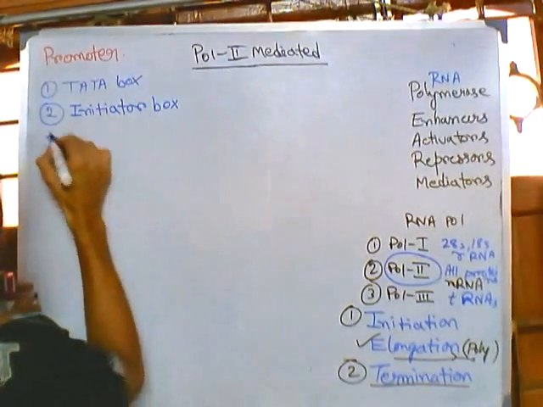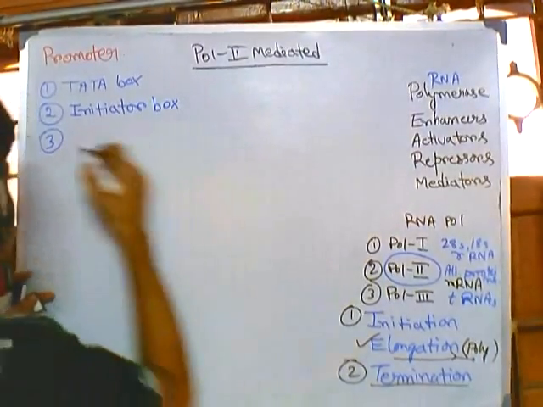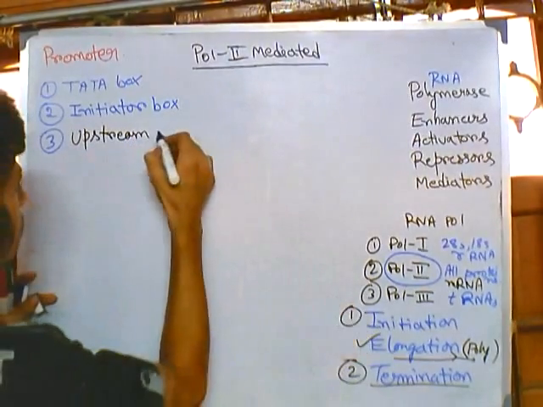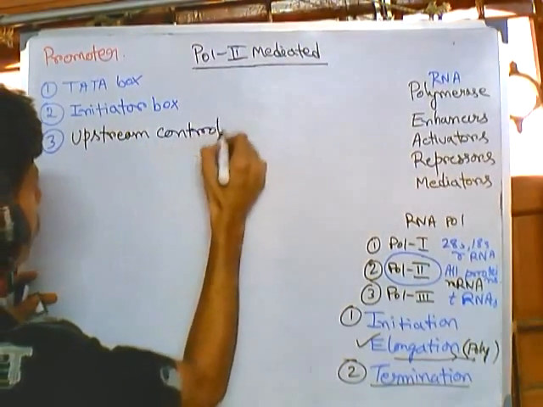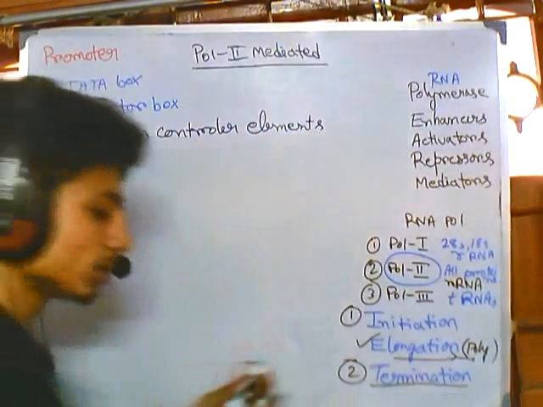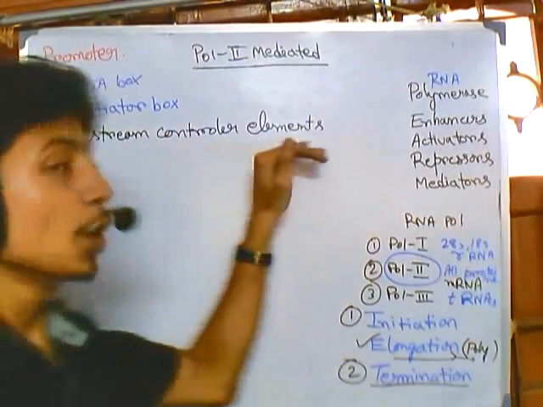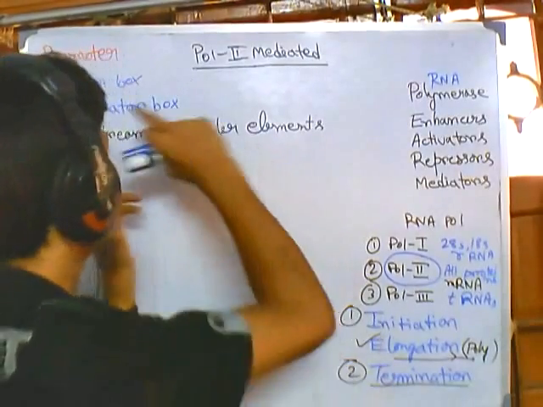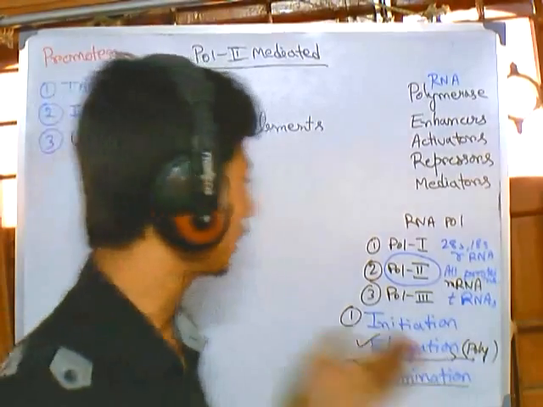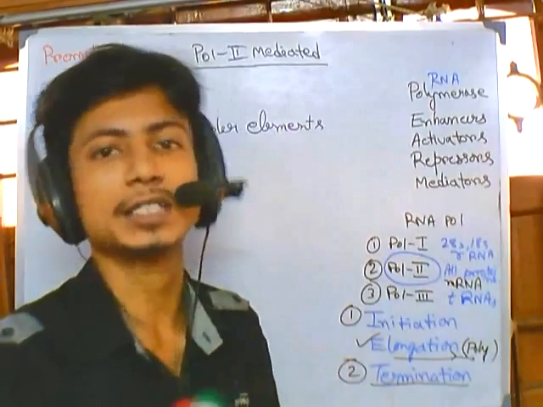And the third thing, let me write it in a different color, is the upstream elements, or upstream control elements, whatever you want to write. Upstream elements are also an important part. Like the other parts, these upstream elements will bind with the RNA polymerase along with activators and mediators, and those could be transcription factors, specialized transcription factors.